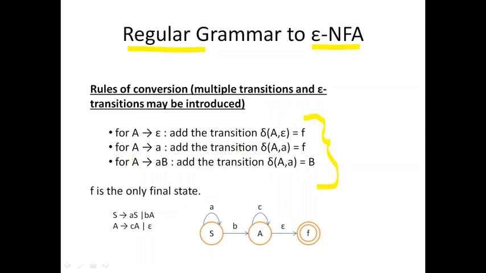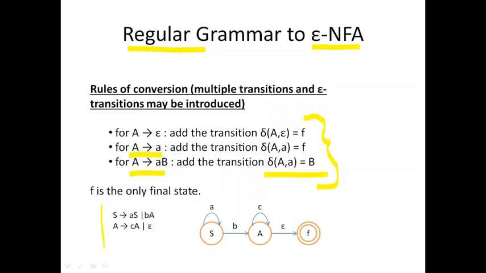Now, next, if you have a production of the form capital A giving small a, you add a transition on capital A on small a to the only final state, which is F. And for a production like capital A giving small a capital B, you will have a transition on capital A on small a to capital B.